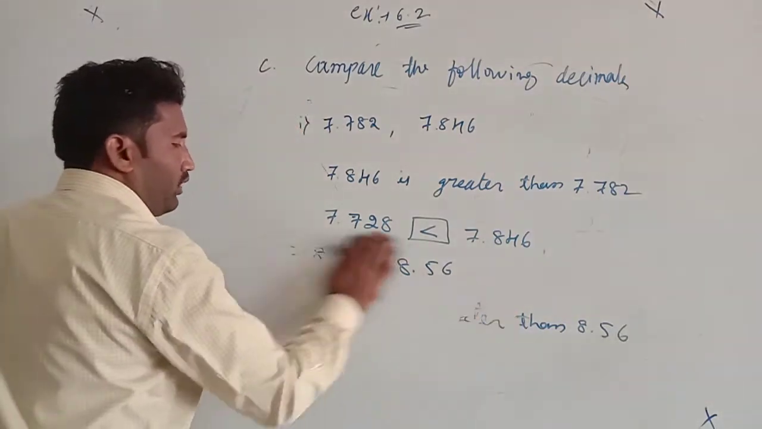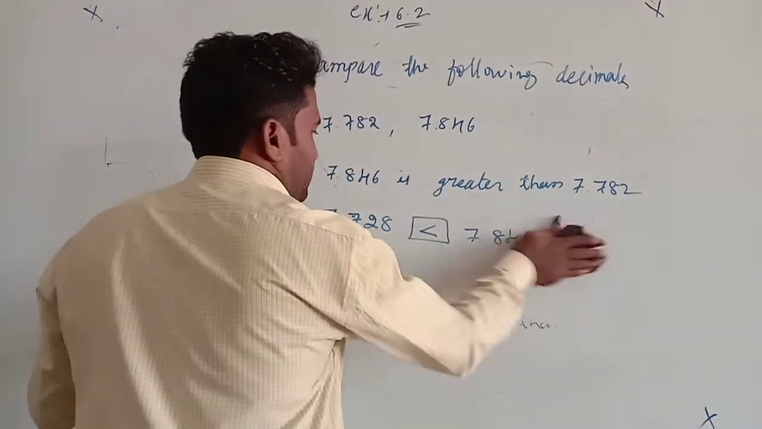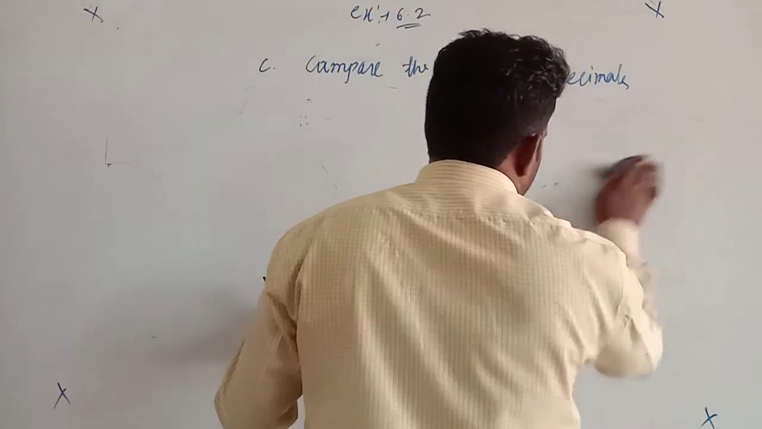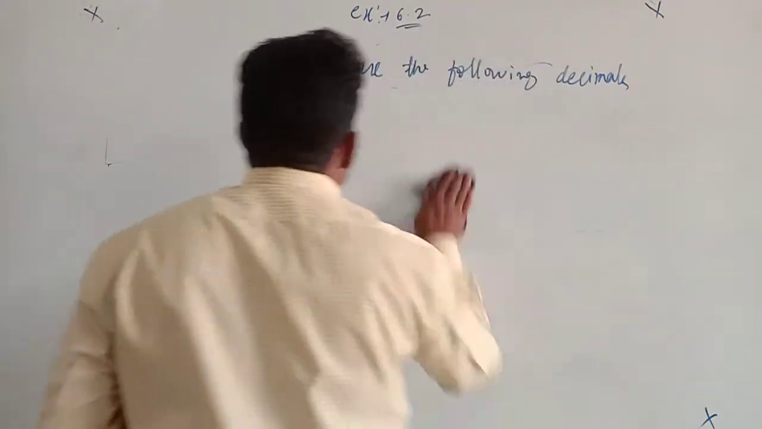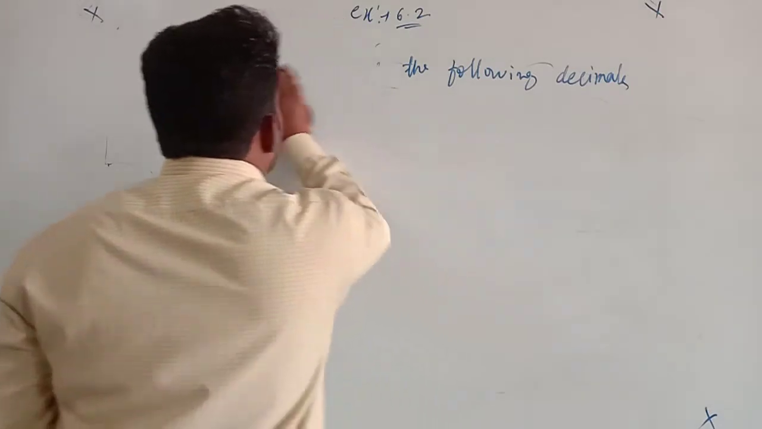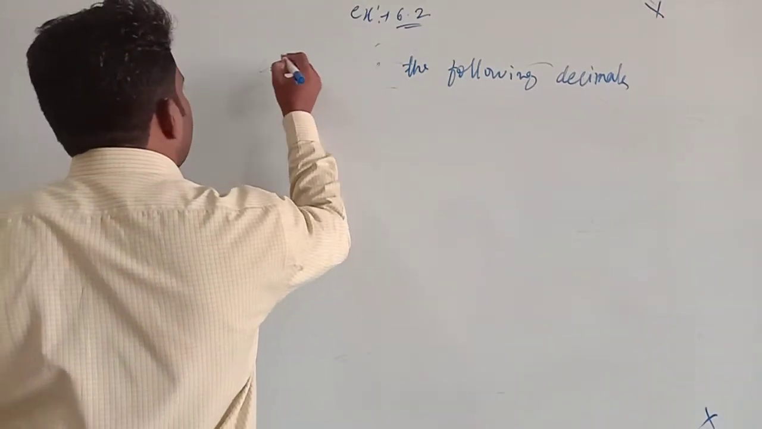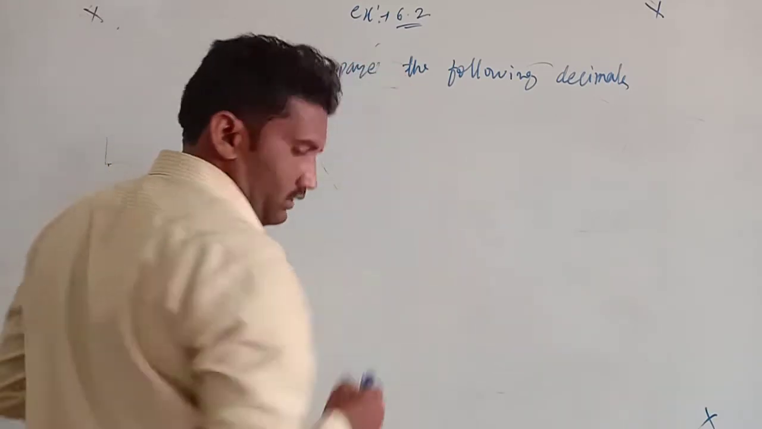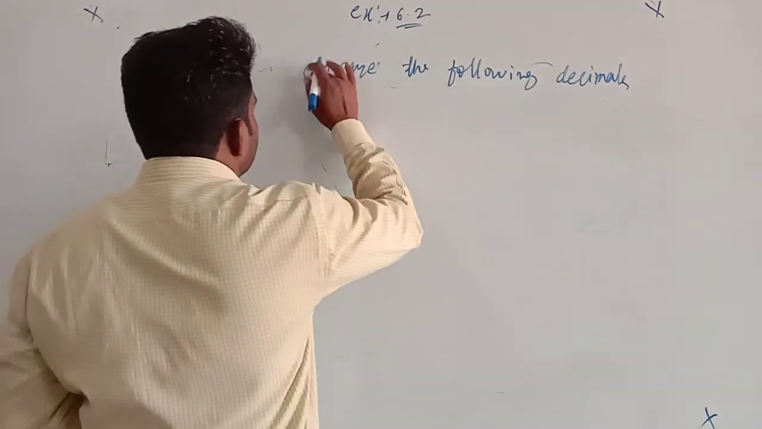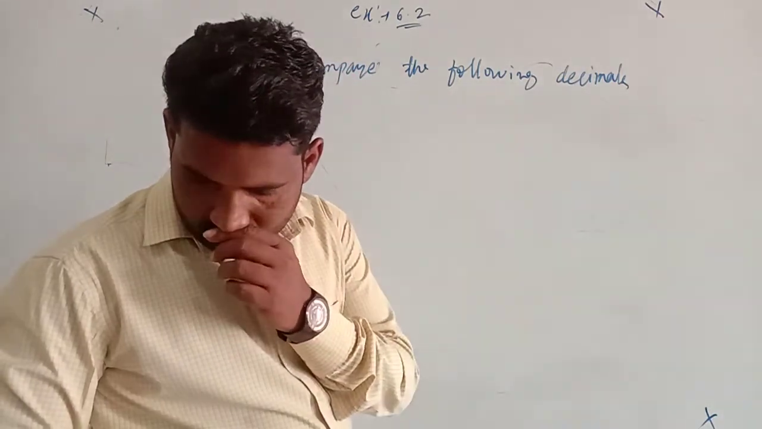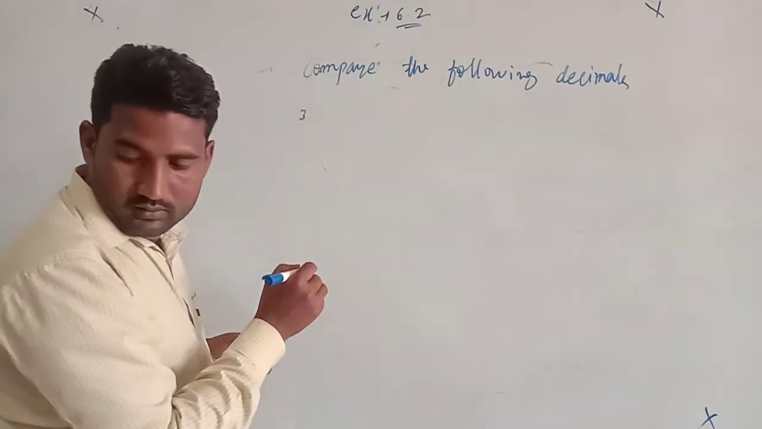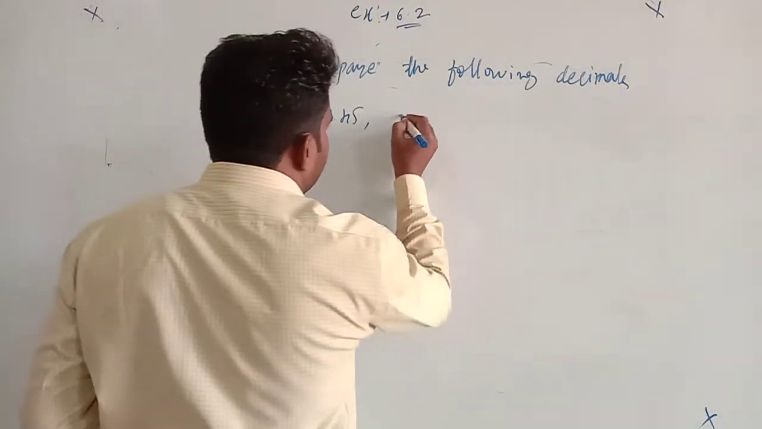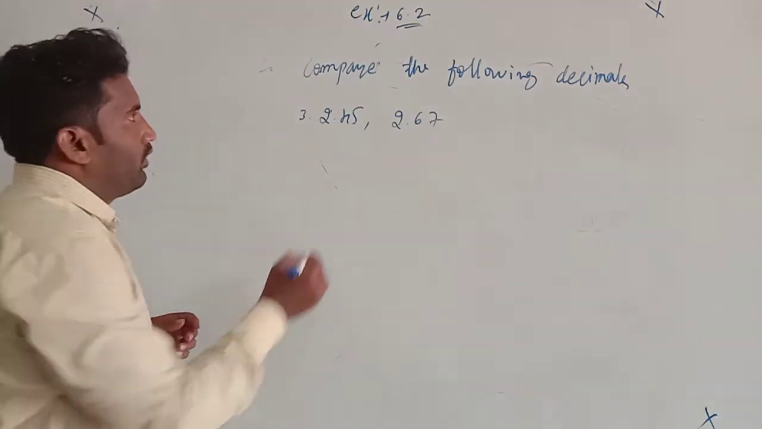Okay. So there is another problem given, that is 2.45 and 2.67. So we should write for homework, smallest and greatest. So we have to compare 2.45, 2.67. This one is for homework.